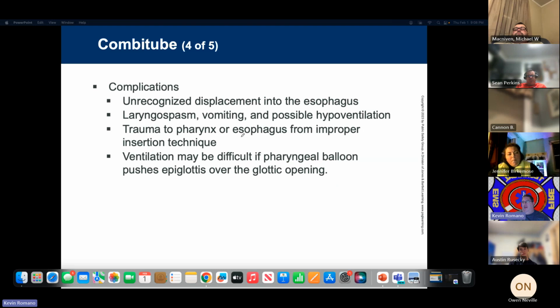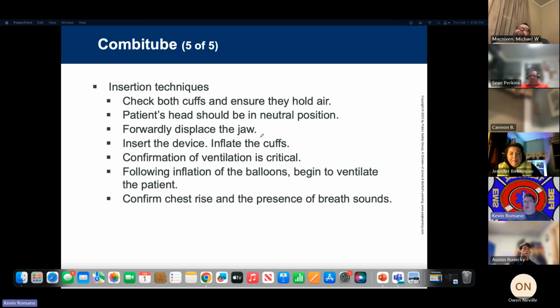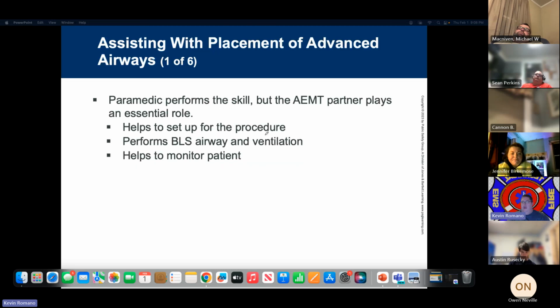Complications: unrecognized displacement of the esophagus, laryngeal spasm, vomiting, possible hypoventilation, trauma to the pharynx, esophagus, or improper insertion technique. Let's see. Insertion techniques, again, we already went over this. Checking both cuffs, confirm chest rise and presence of breath sounds.